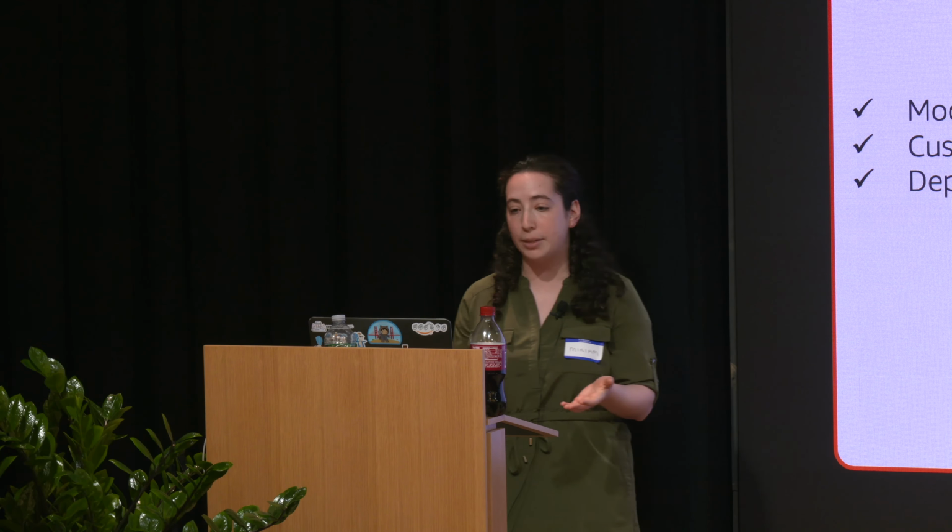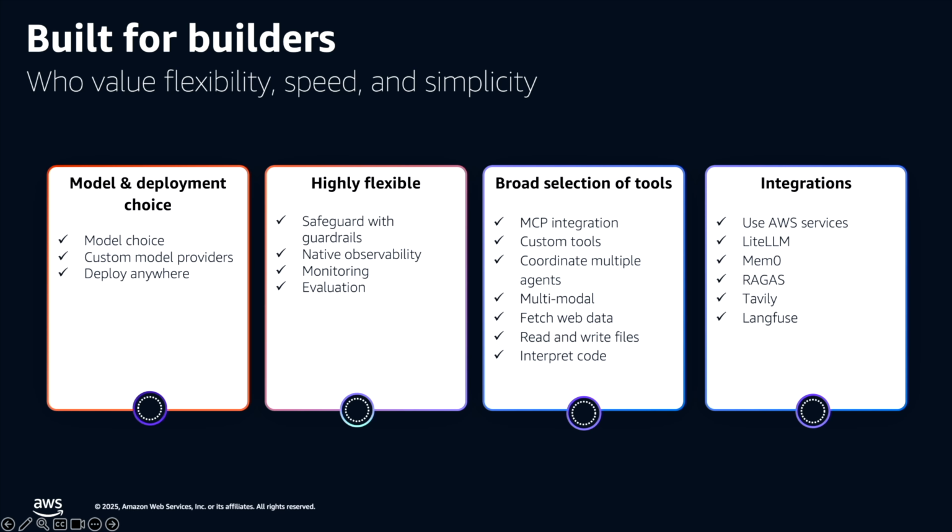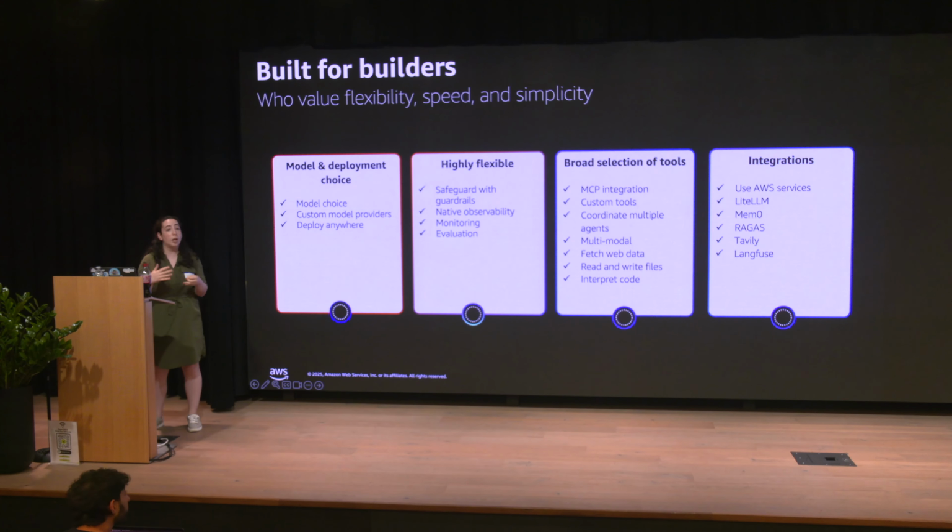So if you're using a model from another provider, I'm sure we know of lots of other provider names out there, there are also ways to configure that so you can use this across all of those different providers. It's also highly flexible, so there are some safeguards with guardrails. There's also observability built into it. You get monitoring, you get evaluation, things like that. And then there are tons of tools that can be plugged into this too.